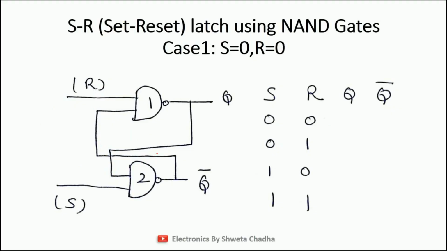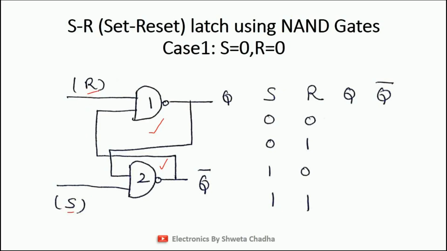So now here comes the SR latch using the NAND gate. In latches, we will be using two gates. So here I have used two NAND gates, gate number 1 and gate number 2. This is input S, gate number 2. This is input R, gate number 1.